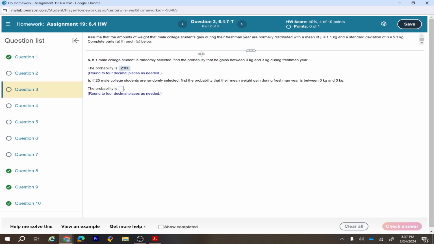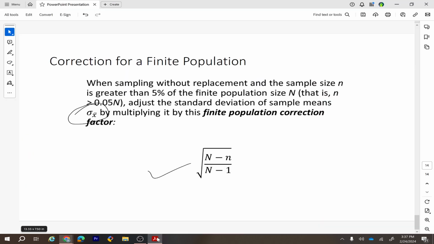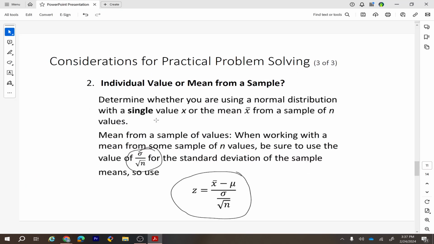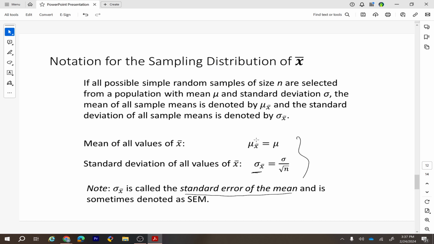Now, instead of picking one student randomly, if 25 male college students are randomly selected, find the probability that their mean weight gain during the freshman year is between 0 and 3 kg. Keep in mind, this is a sample. Whenever you pick a sample, the mean of the sample would be the same as the population mean, but the standard deviation is the standard deviation of the population divided by the square root of the sample size.